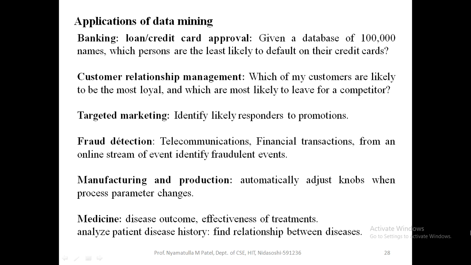So, today whenever you go to a bank to take a loan, your credit score is checked, and if it is more than 700 or 750, you will be given the loan. That is a good credit score, meaning whenever you take a loan, you repay it on time. Now, customer relationship management: which of my customers are likely to be the most loyal and which are most likely to leave for a competitor.